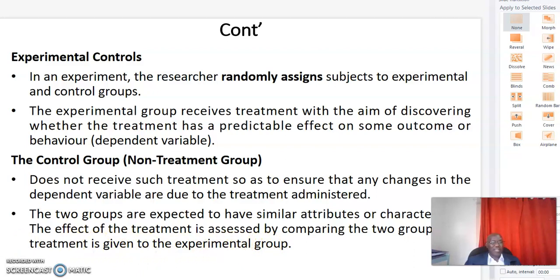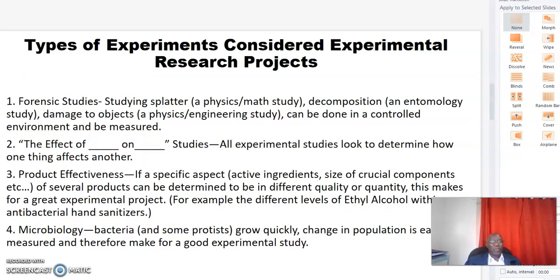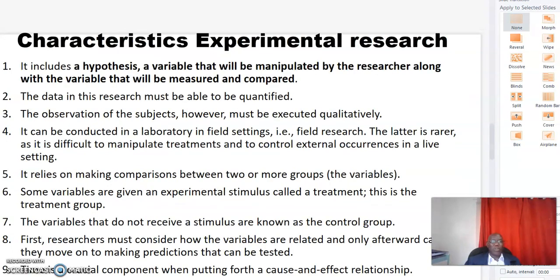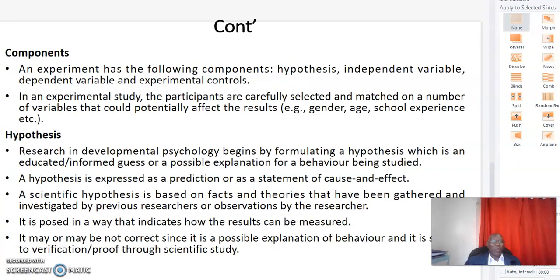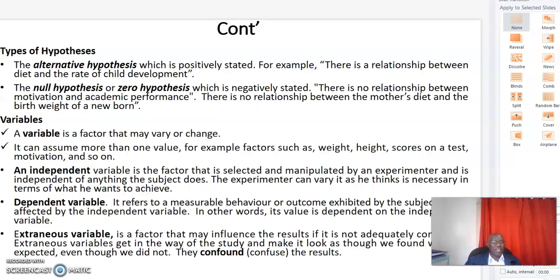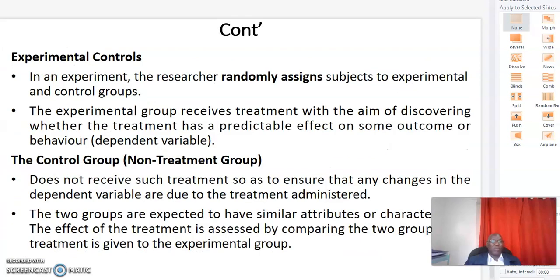So thank you very much. That marks the end of my class, in which we have been looking at experimental research. We were also able to look at the purpose of experimental research. We also looked at the types of experiments considered as experimental research projects. We were also able to look at the characteristics of experimental research, and we were also able to define the following: a hypothesis, variables, and finally, we were also able to look at the experimental controls and the control group.